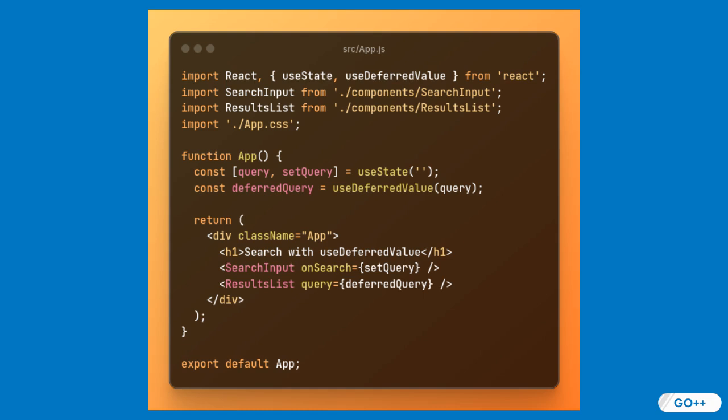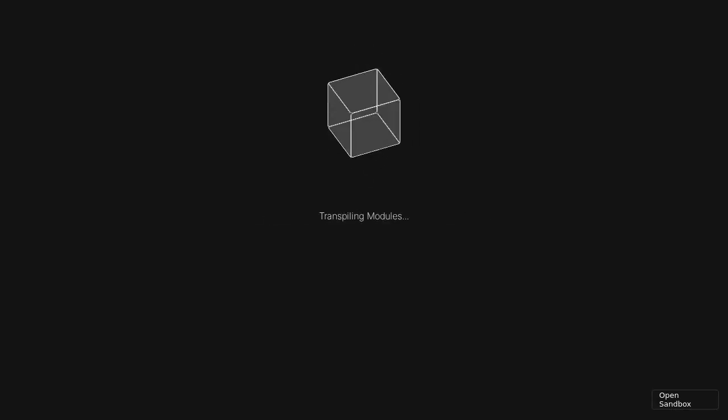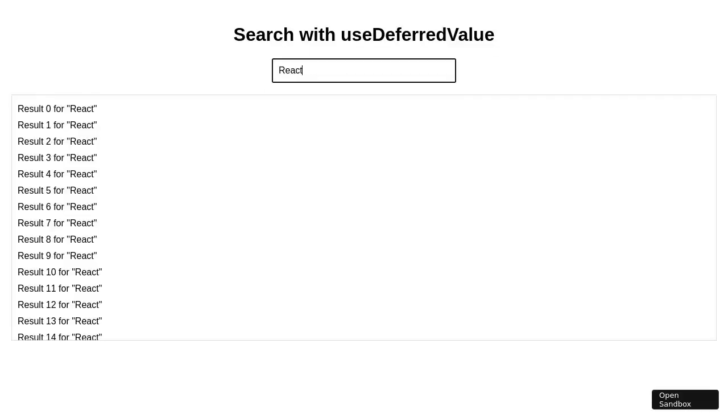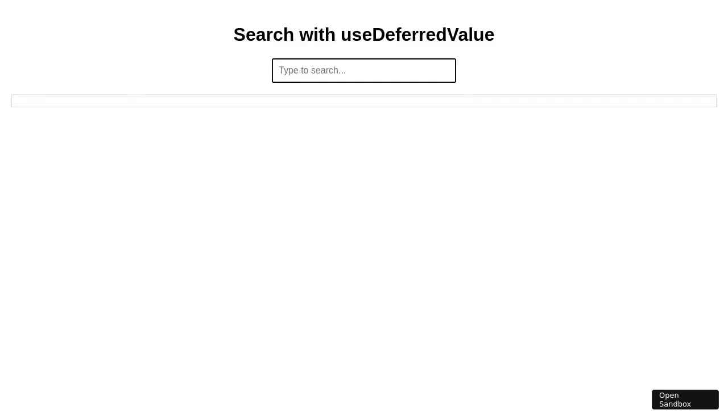In our demonstration, we explore how useDeferredValue enhances user interactions in a search feature. Initially, as we type into the search input, the application captures each keystroke. Without useDeferredValue, this would trigger a full re-render, potentially leading to lag.